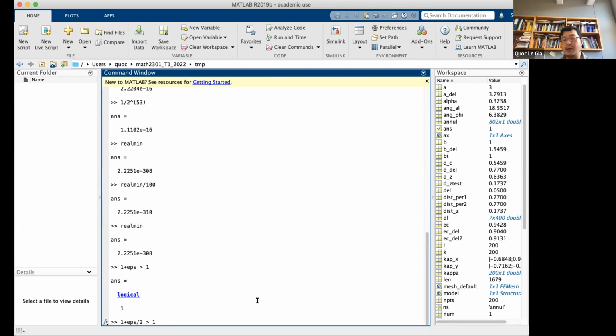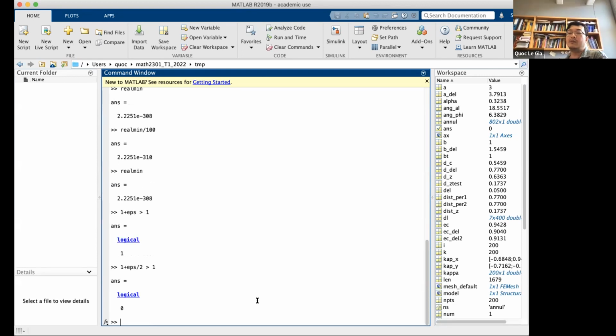Well, 1 plus epsilon over 2, by calculus, is still a positive number added to 1, so it's still bigger than 1, right? But if you enter it, it gives you false. So why is that? In this case, when you add epsilon over 2 to 1, it got rounded off, and 1 plus epsilon over 2 got rounded to 1. And 1 cannot be bigger than 1, so that's why it's false. That's why in the next lectures we will consider the rounding errors, which cause this illogical answer.